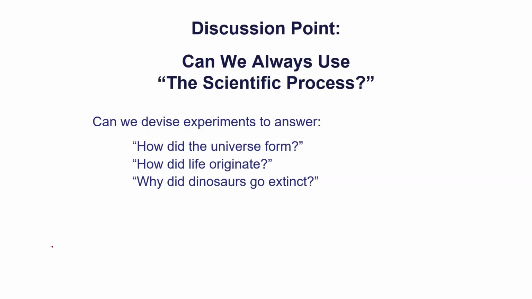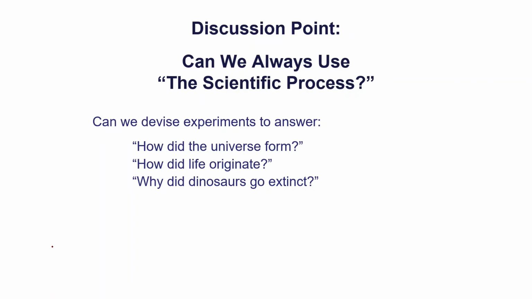Because I can't necessarily test that, can I? I don't have any dinosaurs. I don't have a time machine to see how the universe formed. But we can use the scientific method to test hypotheses around these things. So you probably know the number one hypothesis around the dinosaur extinction is that a giant meteor hit the Earth and caused a lot of climate change, for example.